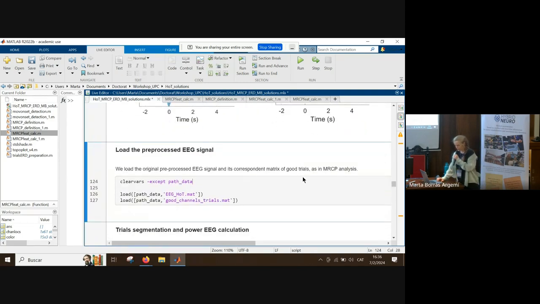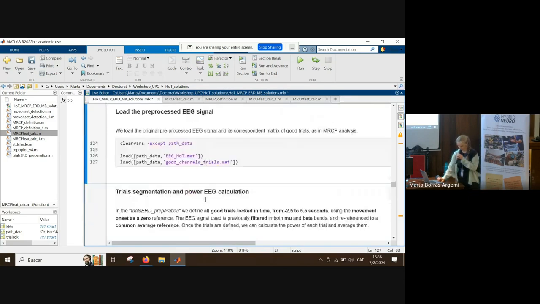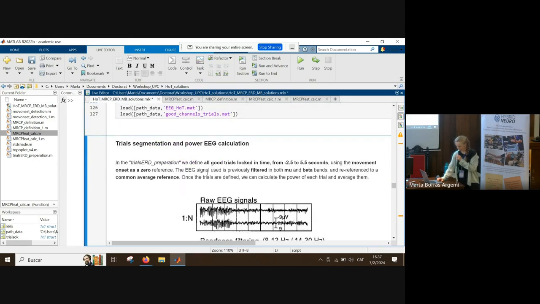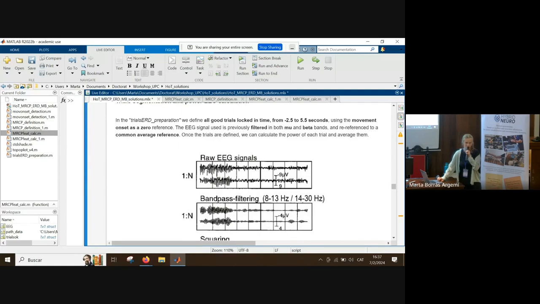So first of all, I want you to run this section only to upload the EEG signal. The signal that we will be studying is exactly the same as the signal of the movement-related cortical potential, okay? And we also upload the good channel trials, which are the same matrix that I explained before. So once we have this uploaded, we can go to the event-related desynchronization and synchronization analysis, okay?